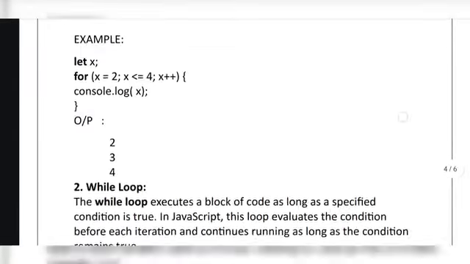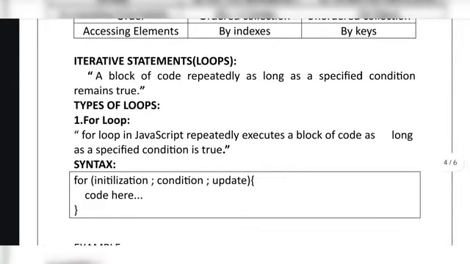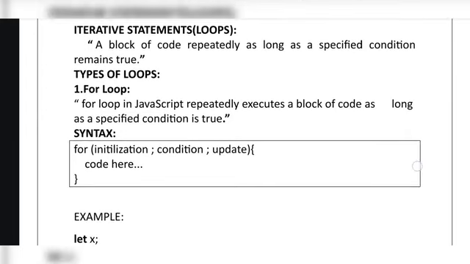I will explain briefly. For loop: a for loop in JavaScript repeatedly executes a block of code as long as a specified condition is true. The syntax for the for loop: for initialization, condition, update, code here.